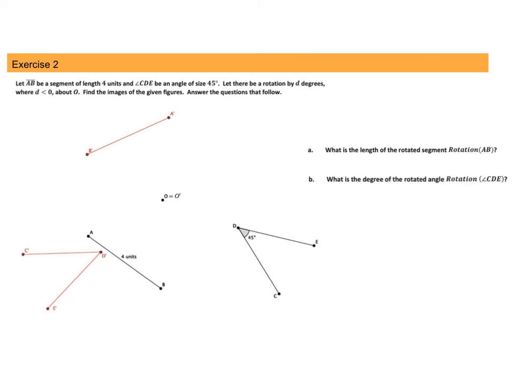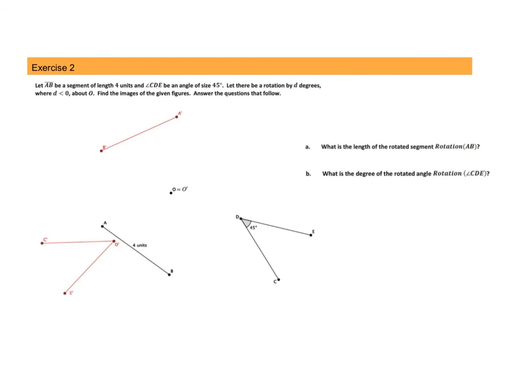All right, on this slide we have some rotations, and we're going to think about the properties of them. It says let line AB be a segment. So let's look at AB. It's right here, of 4 units, so this is 4 units long, and angle CDE be an angle of 45 degrees. Okay, let there be a rotation by D degrees, so it doesn't tell us how much we're rotating, where D is less than 0 and about O. So that means it's around, this is the center right here, figure O. Okay, find the images of the given figures and answer the questions below.